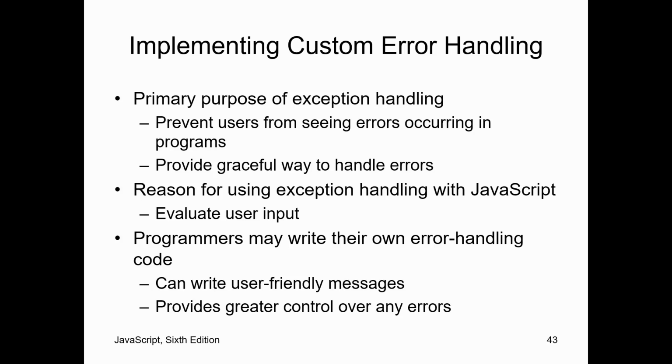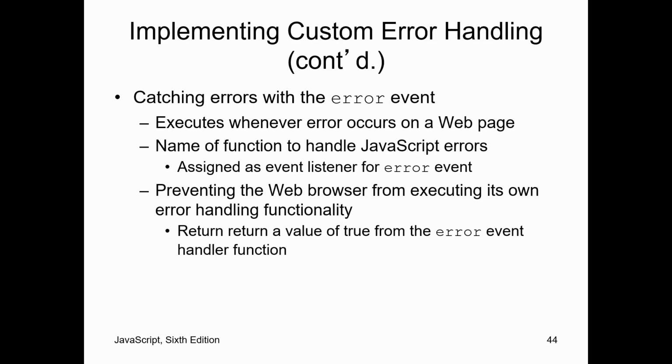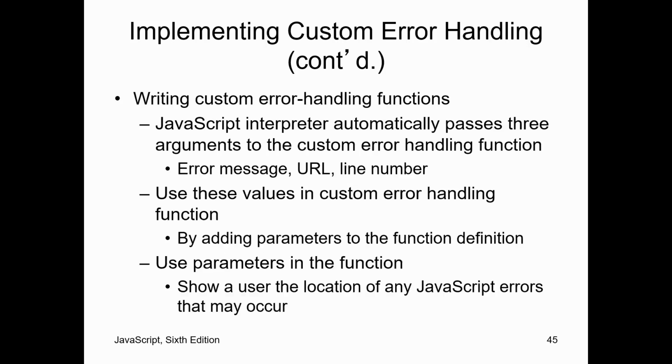You can write your own error handling code. The advantage of writing your own error handling code is that you have control over the messages that print out. Sometimes the messages that print out from JavaScript are terse. They may not be a really good explanation of what's going on. So you've got control over your errors. As it says, you can catch errors with what's called the error event. It executes whenever an error occurs on a web page. Again, we're going to look at this in more depth and breadth of coverage in class.